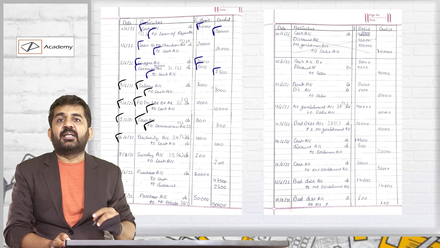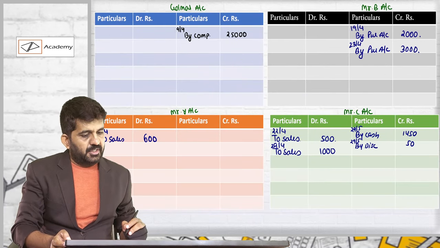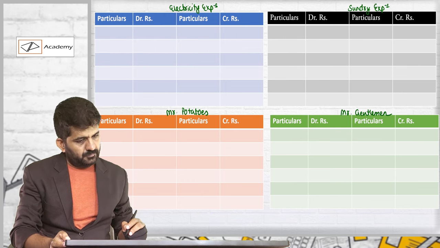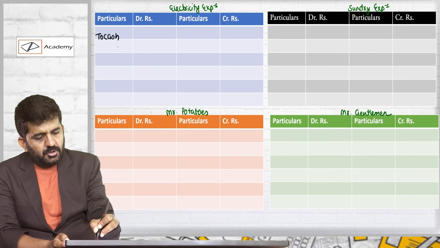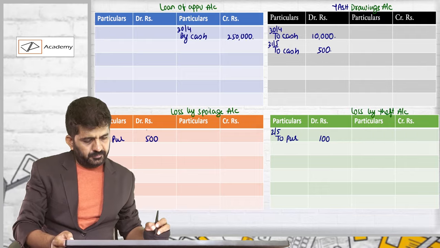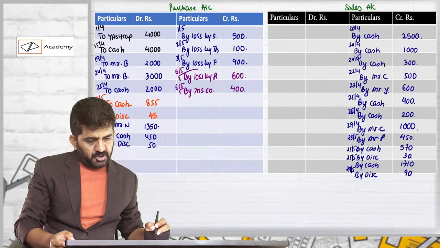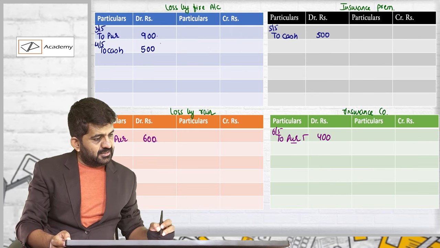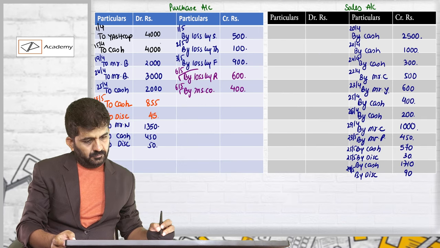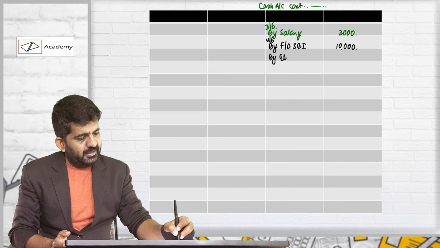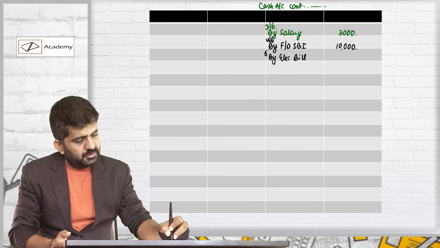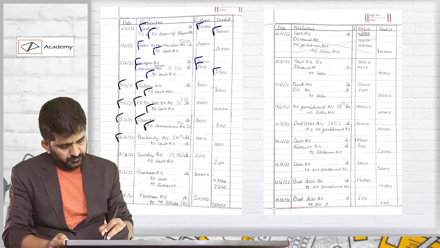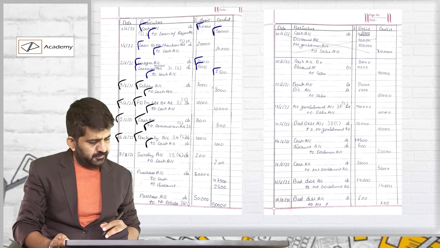6th June, electricity expense account debit to cash. Electricity expenses account debit side to cash. It will be 6th June. Amount is 1000. Cash account credit side by electricity bill, 6th June, 1000. 6th June is also done.